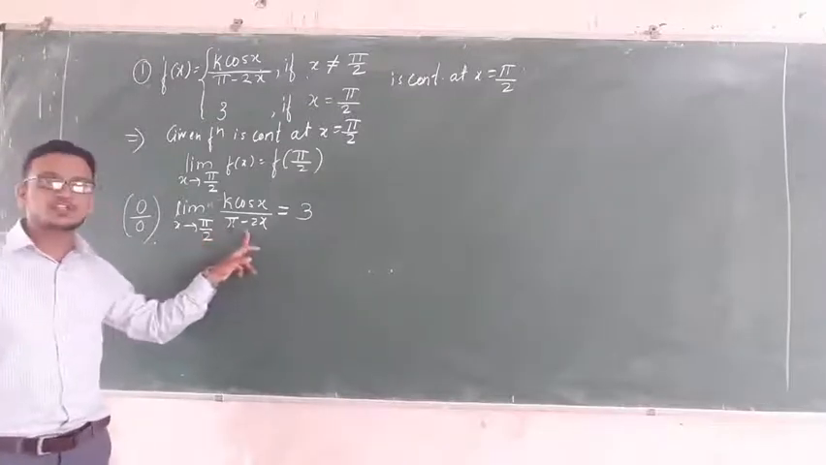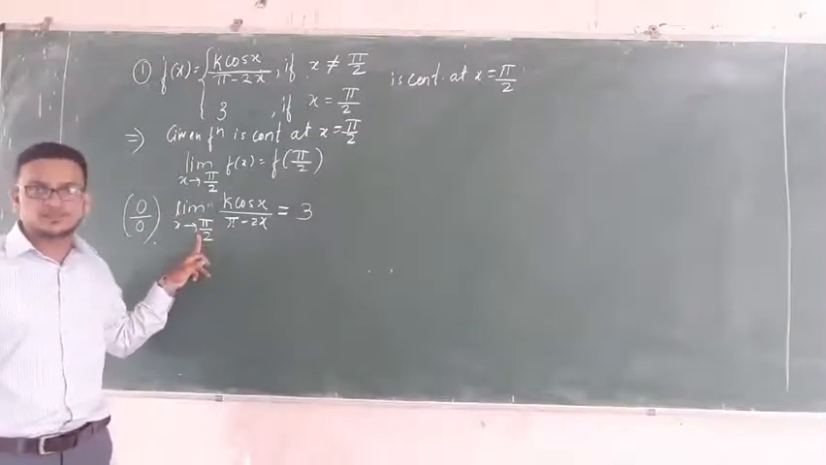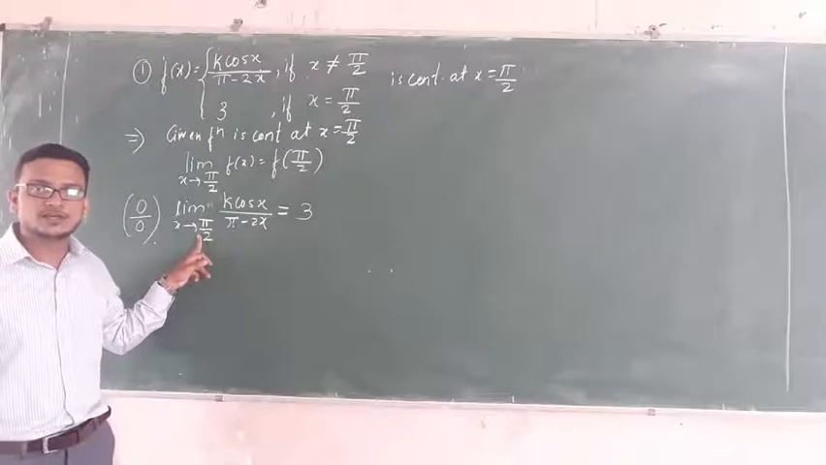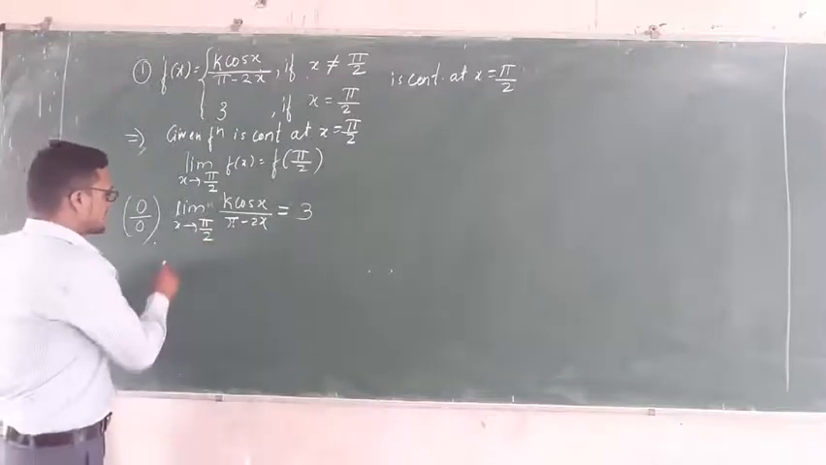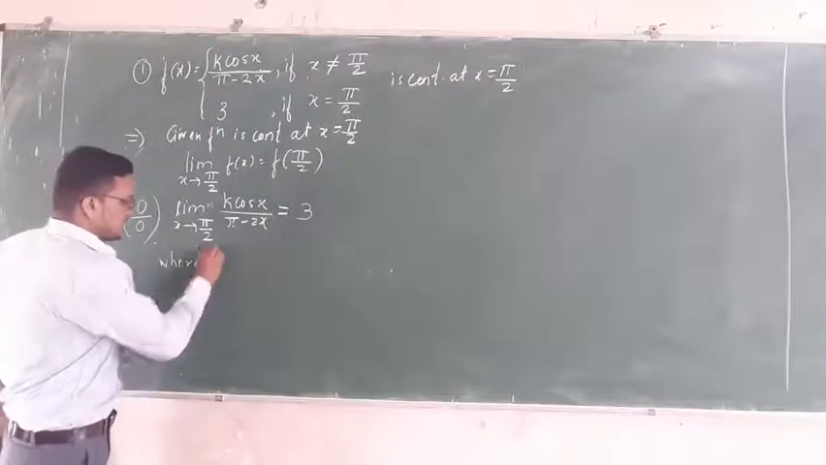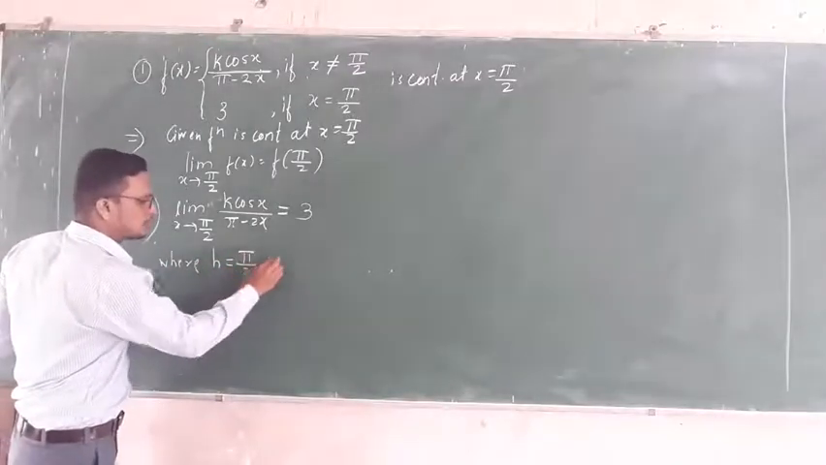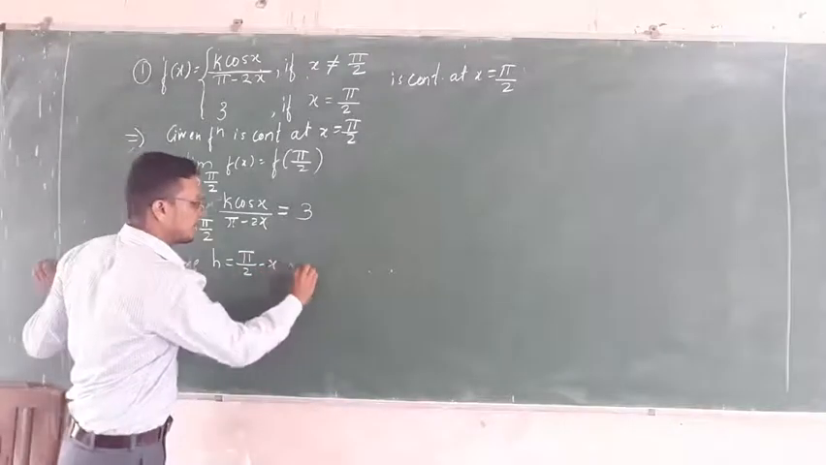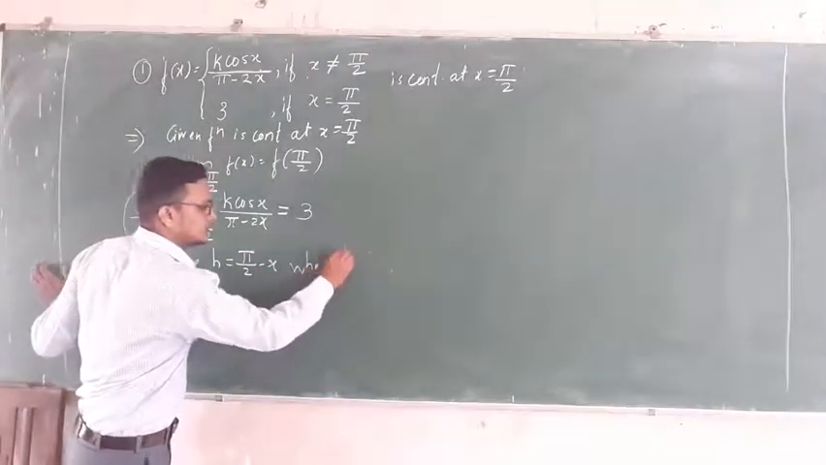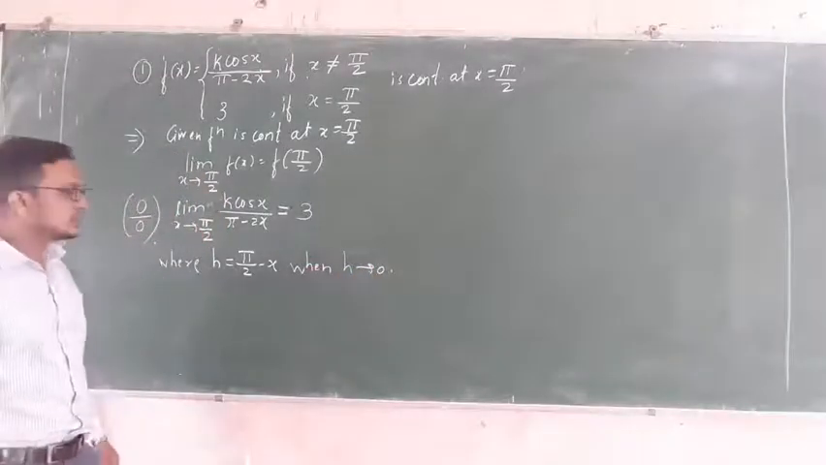So for this limit the function is not defined. Therefore, what do we have to do here? We have to change the limit. How are you going to change? See here. Let h is equal to pi by 2 minus x, when h is tending towards 0.